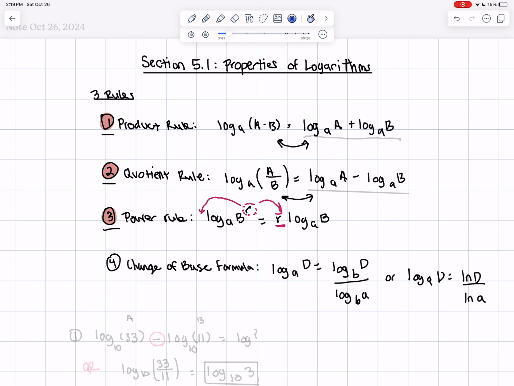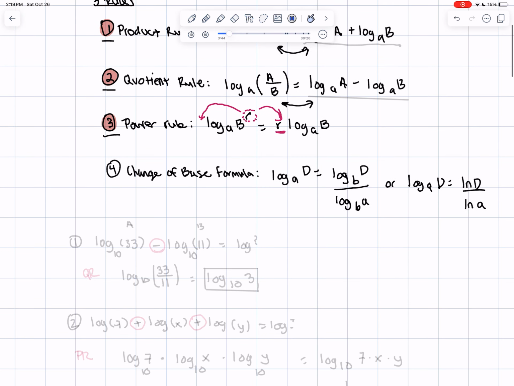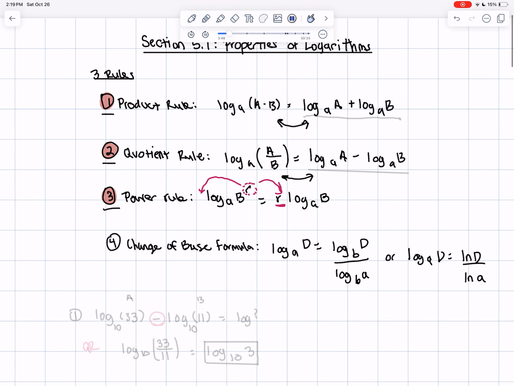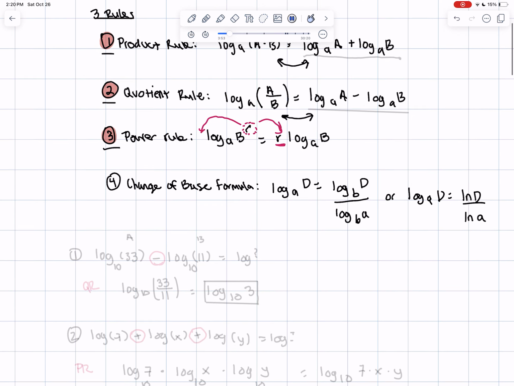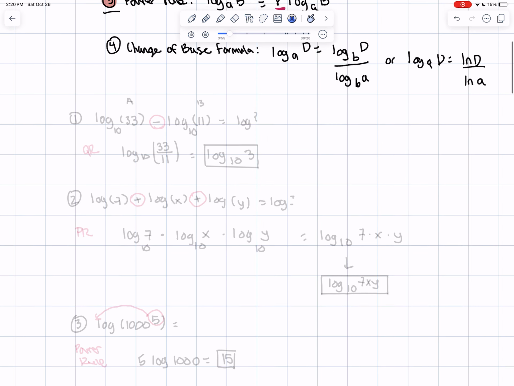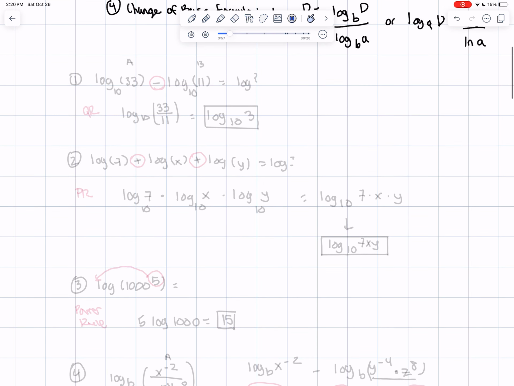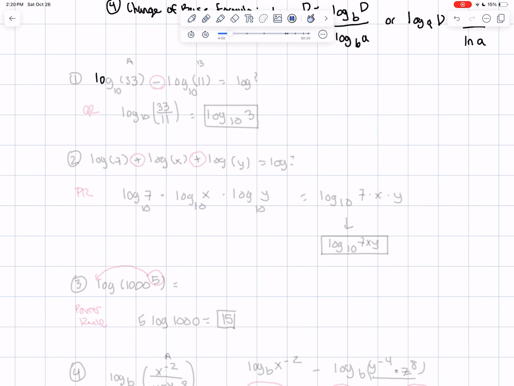Okay, so let's do a couple problems on this. Let's do ones similar to the quotient rule and product rule. So let's do this one first. Log of 33 minus log of 11 equals what? Okay. So it's going to be a log of some sort.